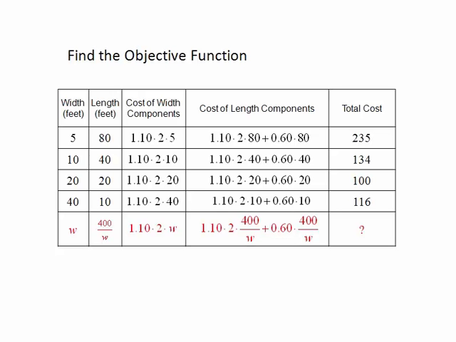Examining the columns, we see that we can write the length in terms of the width W as 400 divided by W. The cost of the width components is 1.10 times 2 times W. The cost of the length components are 1.10 times 2 times 400 over W plus 0.60 times 400 over W. If we add the expressions for the width components and the length components, we get the objective function. The table helps us to recognize the patterns in the objective function.